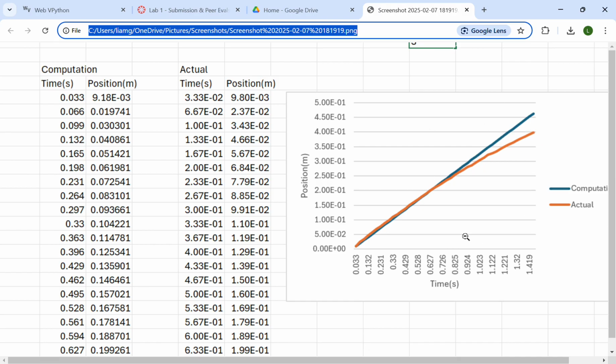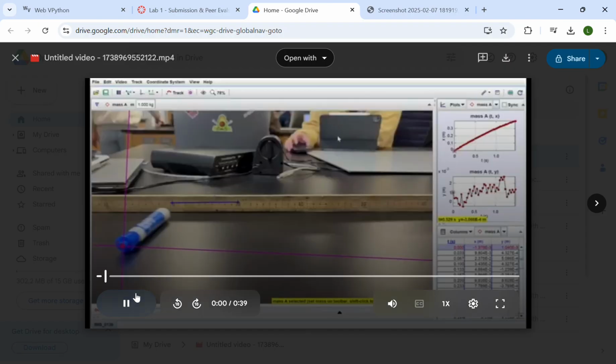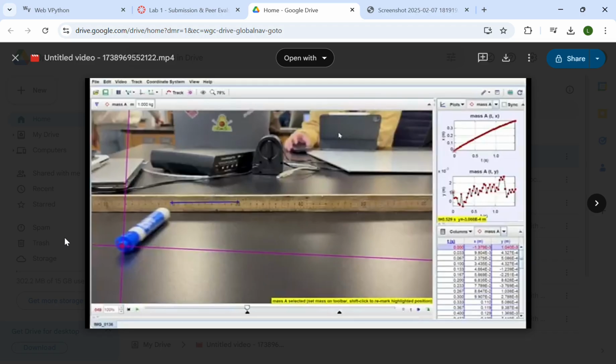And finally, to answer a couple questions for analysis, if I were to change the positive x-axis to the negative x-axis in Tracker, then the marker would just be moving in the negative direction. The velocity would be the same, but the position would be in the negative x.